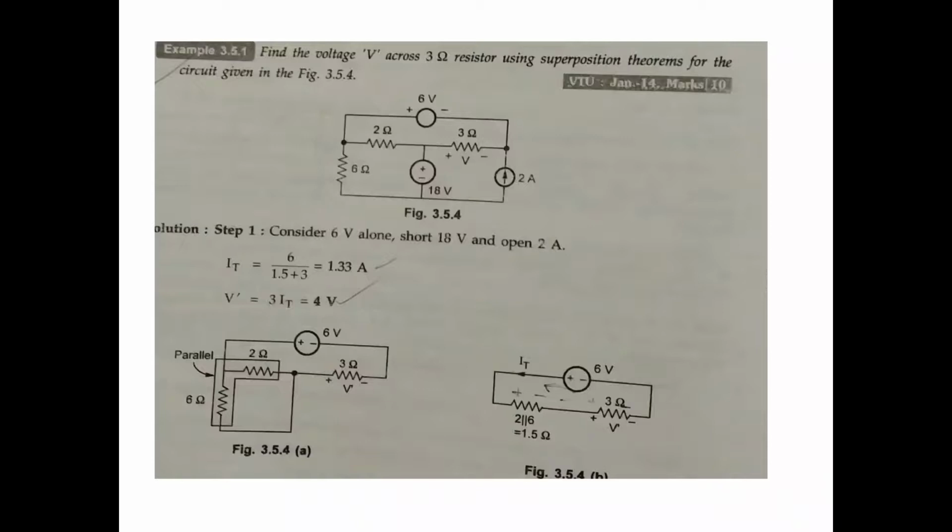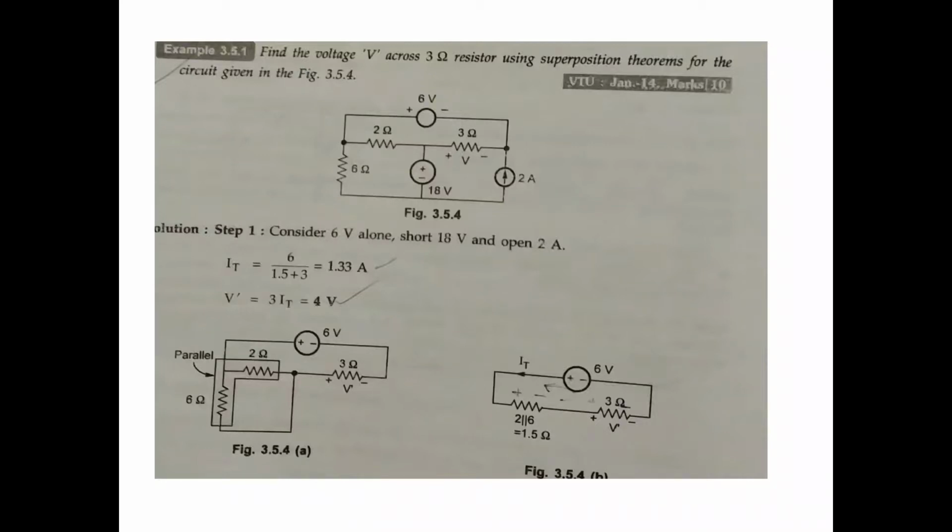Step number 1, consider 6 volts alone, short 18 volts, open 2 amps. This is open, this is also short, 0 voltage. First you calculate the current. The 2 and 6 are parallel, so 2 into 6 divided by 2 plus 6 is 1.5 ohm. Then 6 divided by 3 plus 1.5 equals 1.33 amps, that is the total current.